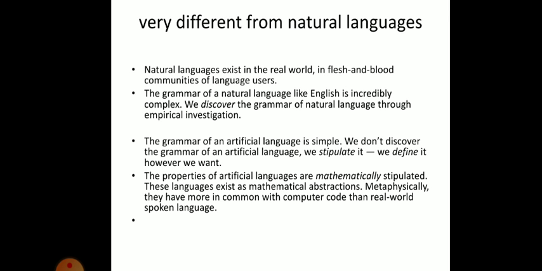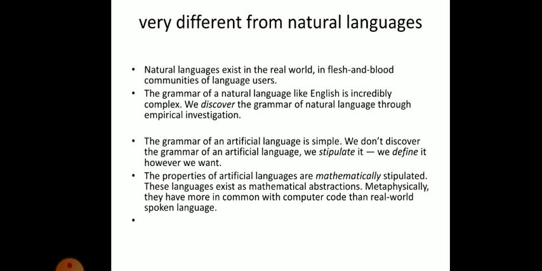Now let's have a look at the properties of artificial language as compared to the features or characteristics of natural languages. The first very clear feature of artificial languages is that they are very different from natural languages. Natural languages exist in the real world in flesh and blood communities of language users. The grammar of a natural language, like English, is incredibly complex.